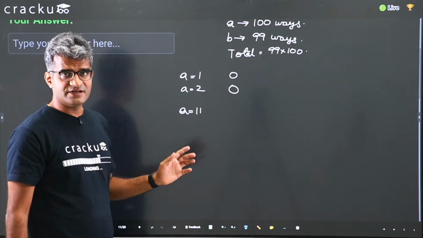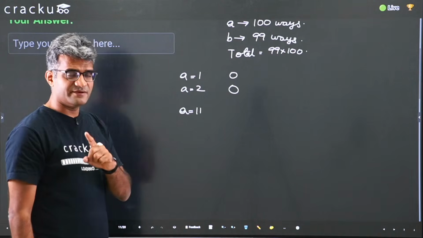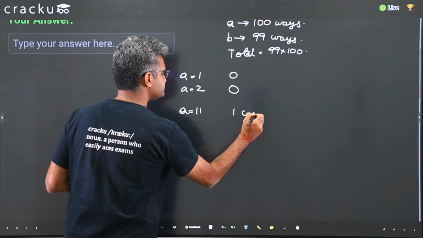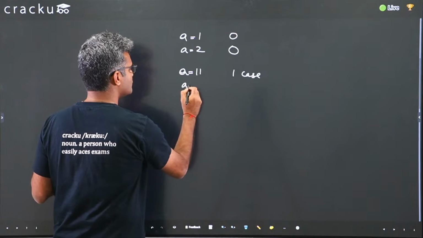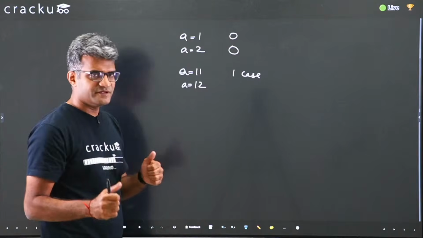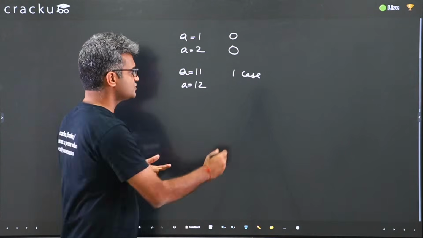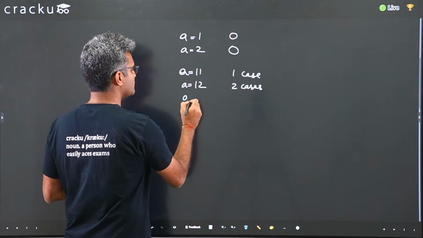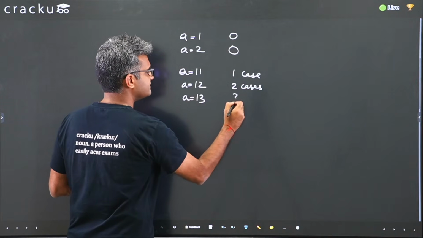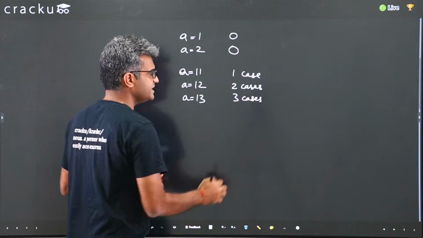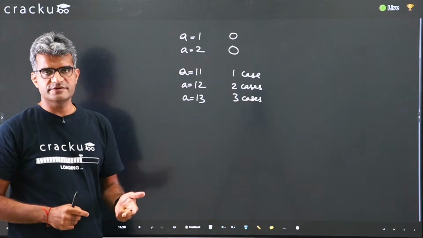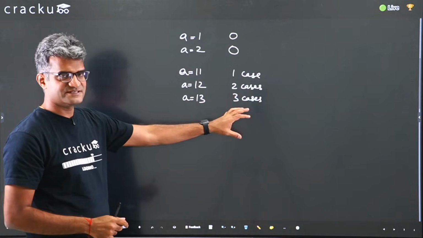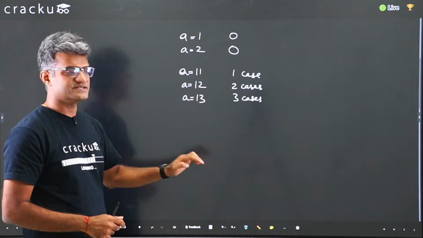When A is 11, there is one possible case. B can be equal to 1. So we have one relevant case. If A is equal to 12, B can be 1 or 2. So it has two cases. If A is equal to 13, we have three cases. B can be 1, 2 or 3. Similarly, as the value of A increases, the number of relevant cases which are permissible also increases.